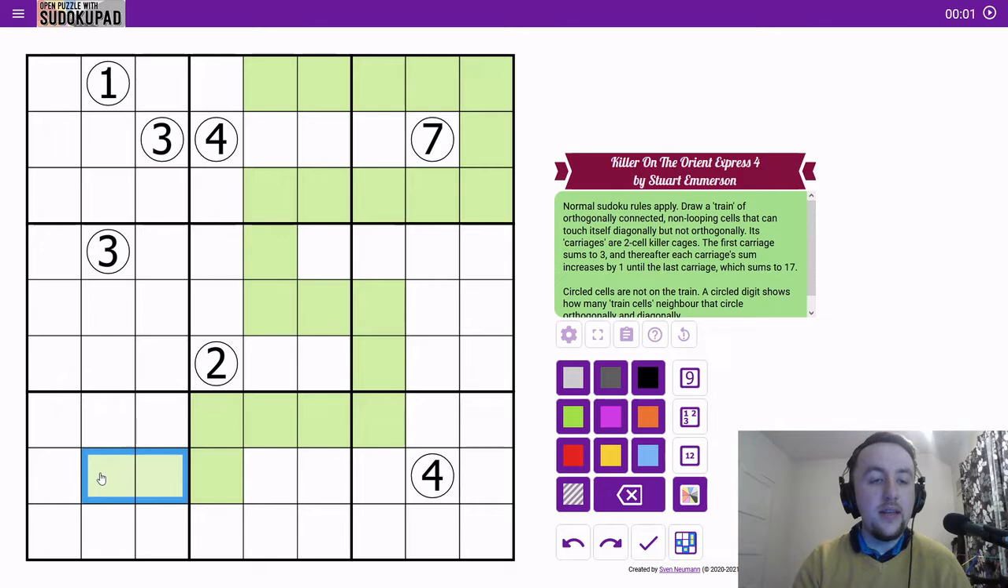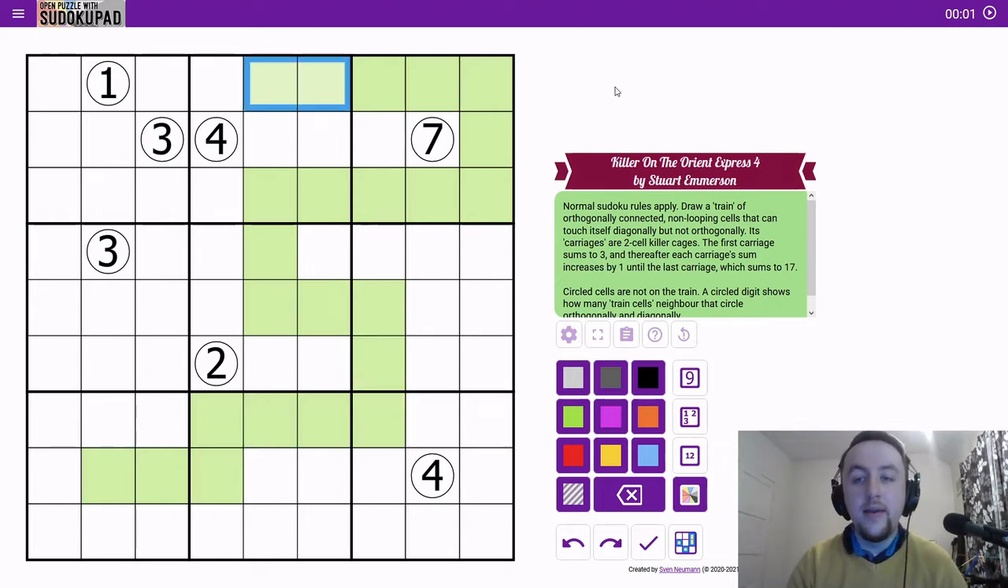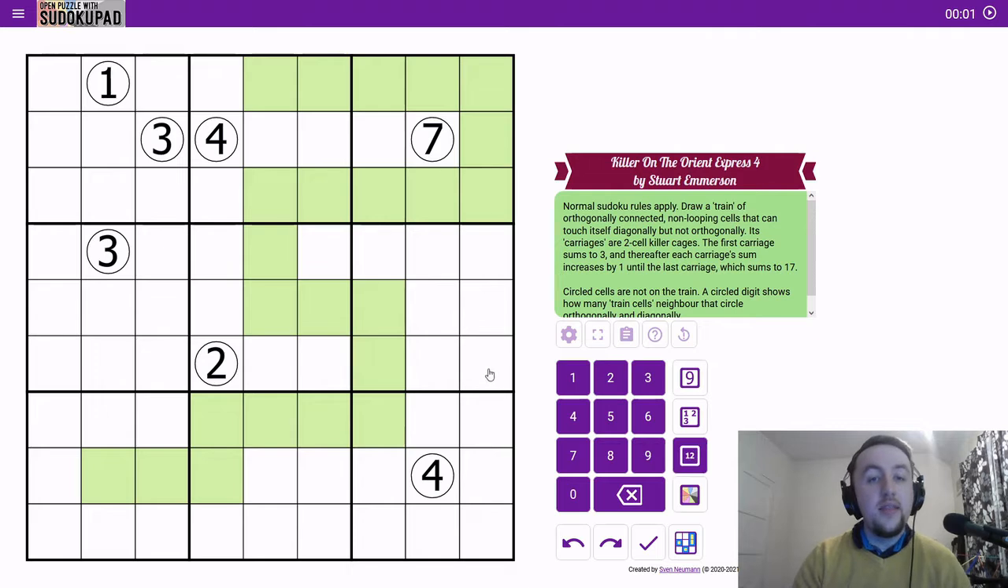That means that both of its digits add up to 3, and then the next two would add up to 4, and then those would add up to 5 and 6 and 7 and so on, all the way up to 17 at the other end. Or maybe it's the other way around. Maybe this end is the 17 and 16, 15, 14, all the way down to 3 at the other end. And that's the train. Yeah, there's nothing more to say on that. That is the rule set.